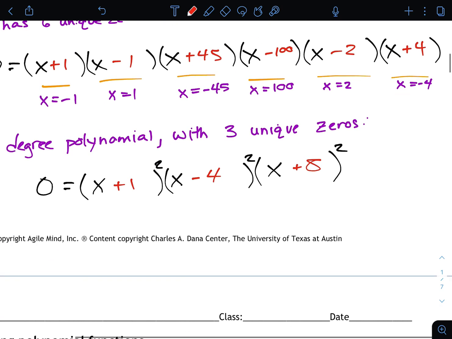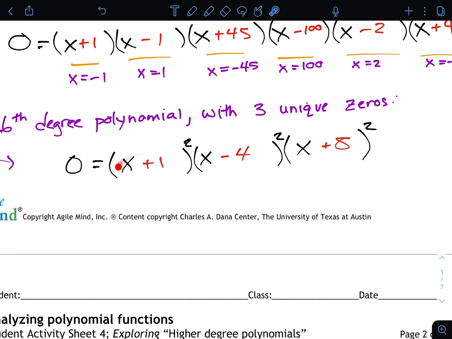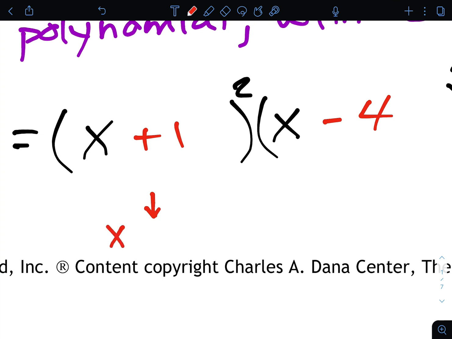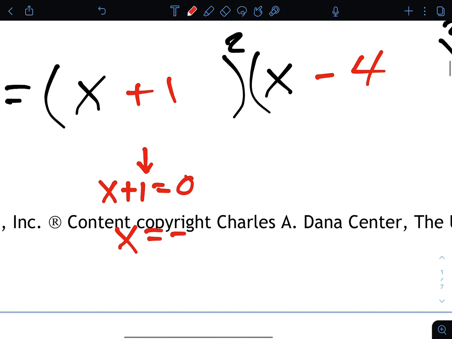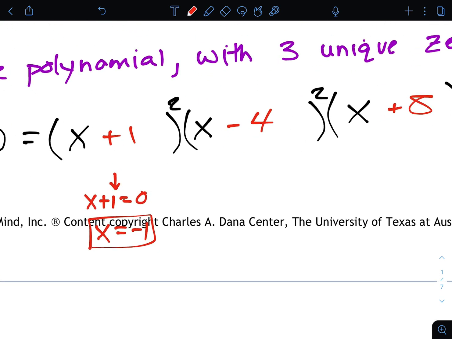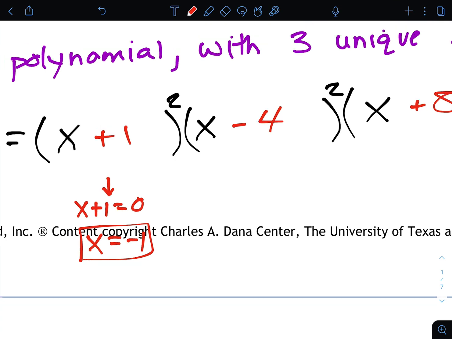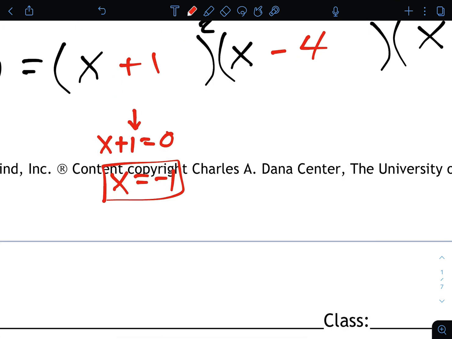Again, you can get creative. Then whenever x plus 1 equals 0, the whole thing equals 0. So that means when x equals -1, that makes my whole function 0. Now, since this is squared though, that means I have this 0 twice, which means I no longer have 2 distinct zeros coming from this one. It's going to be the same one twice.